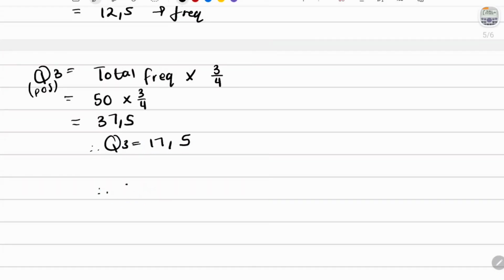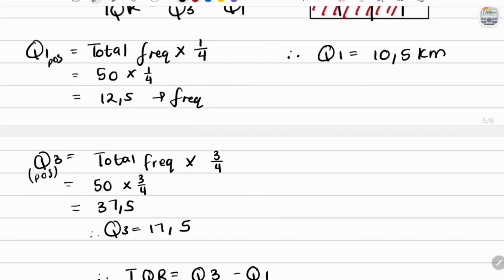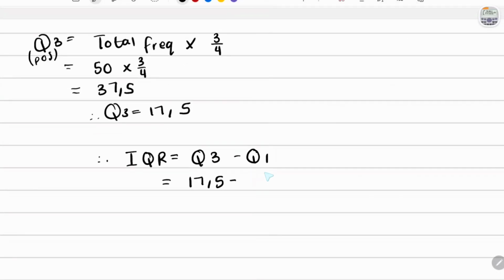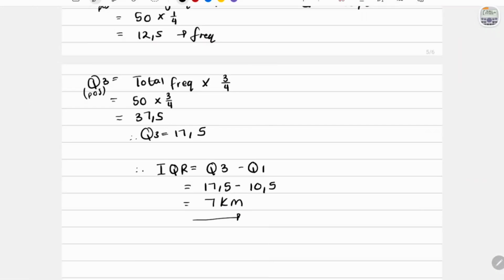So again, to find the IQR, remember how we find that? We say Q3 minus Q1. So that's going to be 17.5 minus our 10.5 kilometers, 10.5. And then, of course, the 0.5s cancel. 17 minus 10 is 7. So our IQR is 7 kilometers. Okay, so that's our answer.